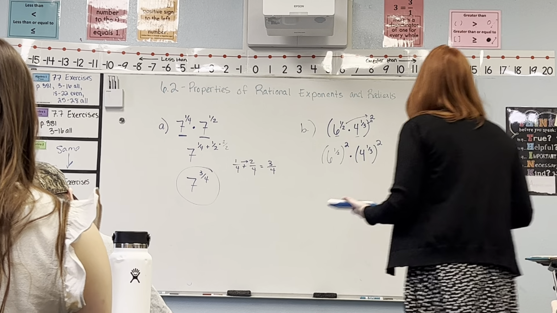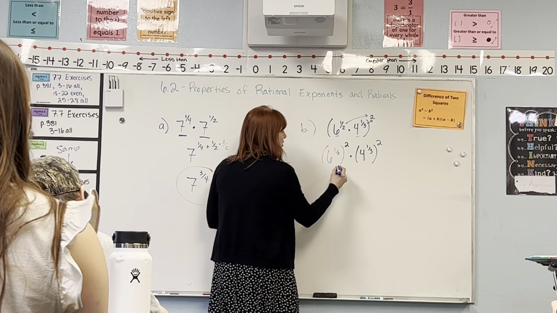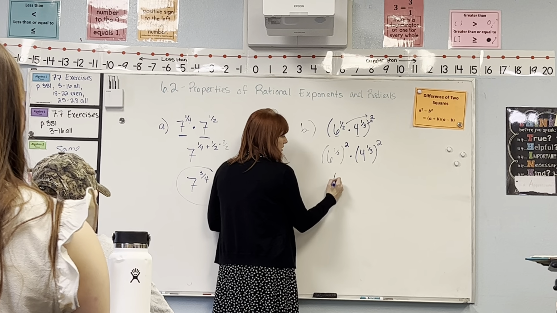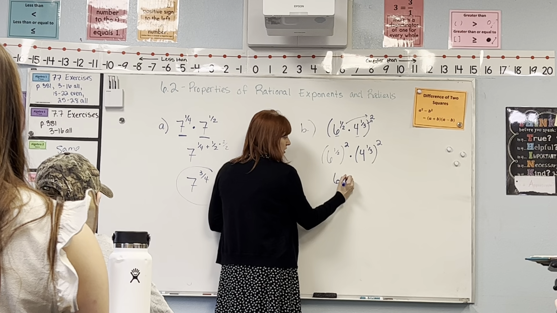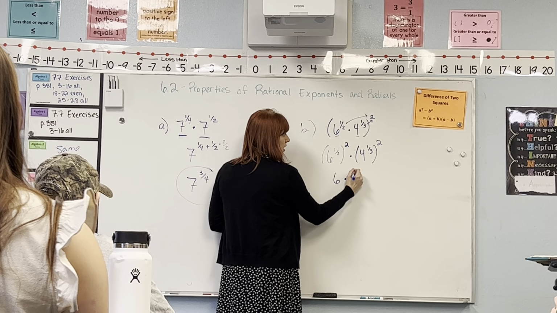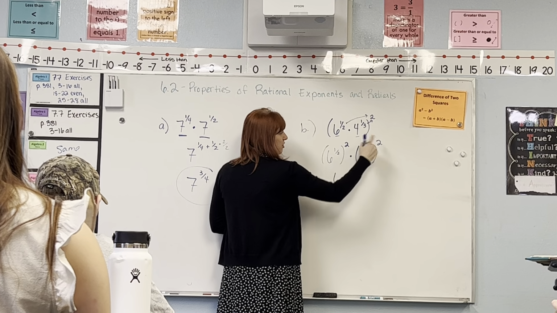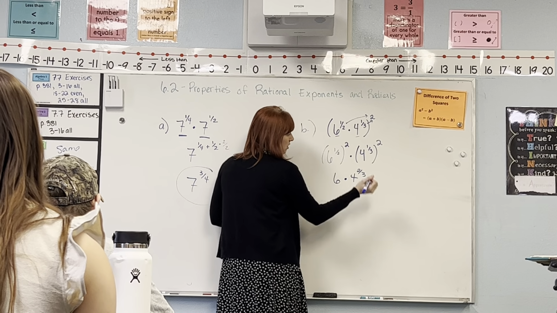Alright. So 1/2 times 2, that becomes 1. So 6 to the first power times 4, and then 1/3 times 2 is 2/3.